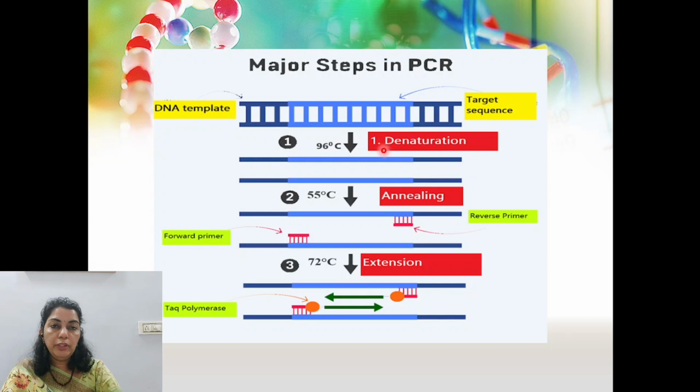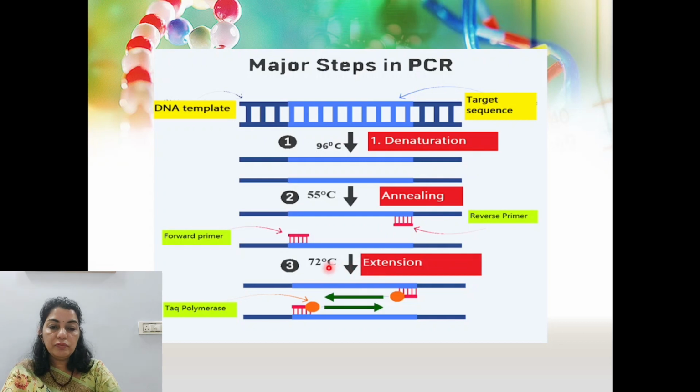After denaturation, at the end of denaturation, we are getting 2 strands of DNA. Then we lower the temperature to 50 to 55 degrees Celsius. At this temperature, the primers present in the reaction mixture bind with the template DNA strands. And this step is known as annealing. The third step is extension.